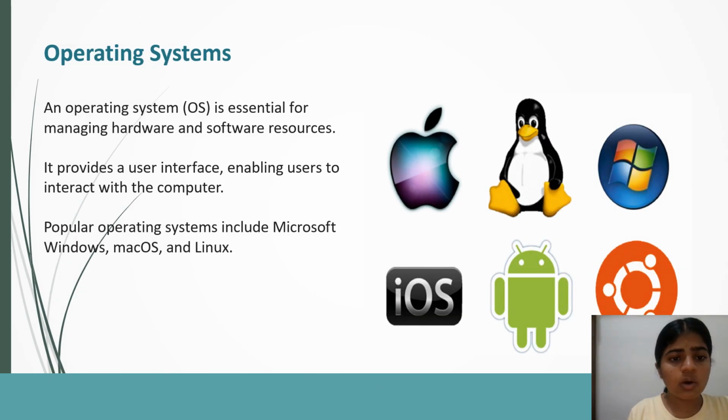Operating systems are also called OS, which can be used in mobiles like iPhones, iPads, like that. An operating system is essential for managing hardware and software resources. It provides a user interface enabling a user to interact with the computer. Popular operating systems include Microsoft Windows, MacOS, and Linux, which are used nowadays.